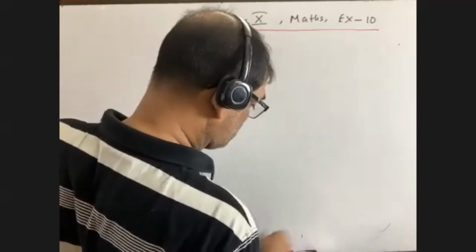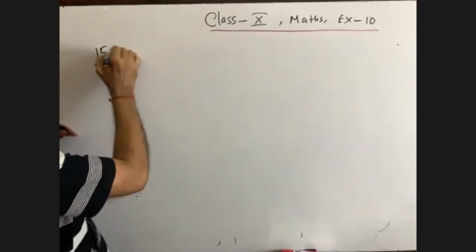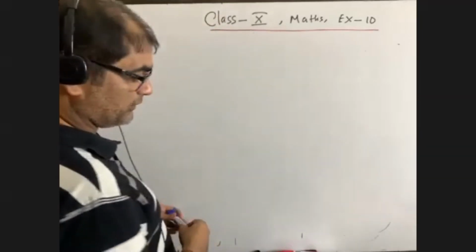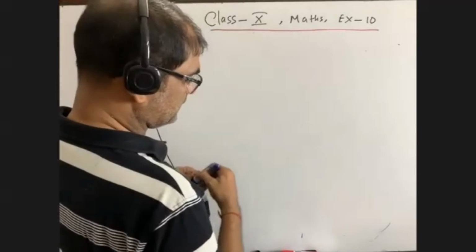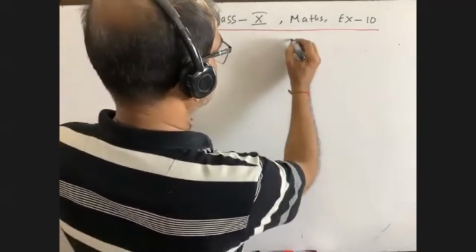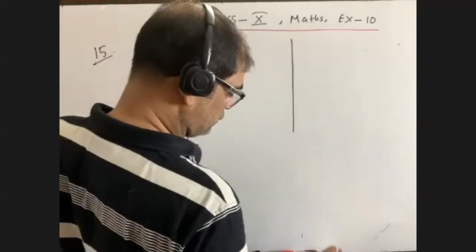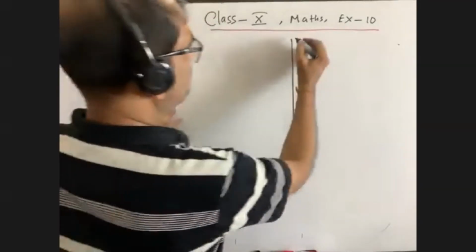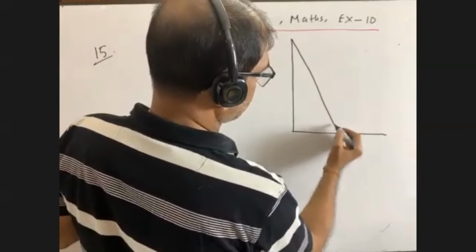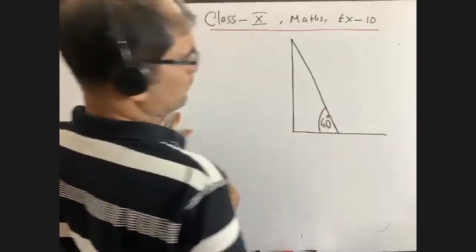Okay. Question number 15. You see, this is question number 15. The angle of elevation of a tower becomes 60 degree from 45 degree, moving 60 meter towards the minute. What is given here, you see, please. Suppose it is a minute. It is told that this is an angle of 60 degree.